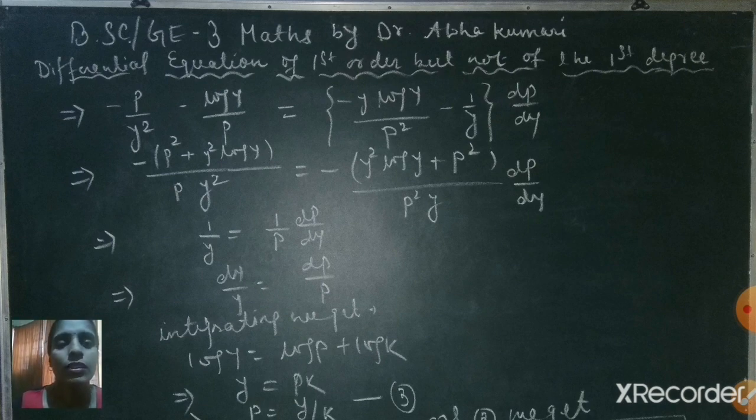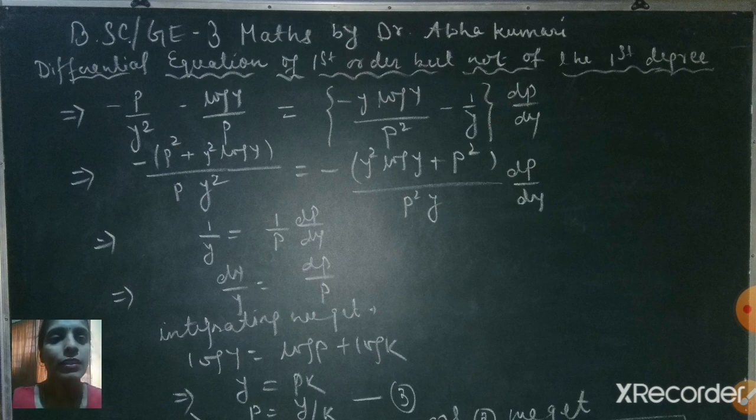Okay, so this implies minus, then bracket p square plus y square, then log y divided by p y square, taking y square as the LCM. In the right hand side we have equal to minus. Now p square y is taken as the LCM, so we have y square log y plus p square. Minus is taken outside. So on both the left and right hand side we have the minus sign. Minus sign gives the plus sign, and this implies 1 by y.